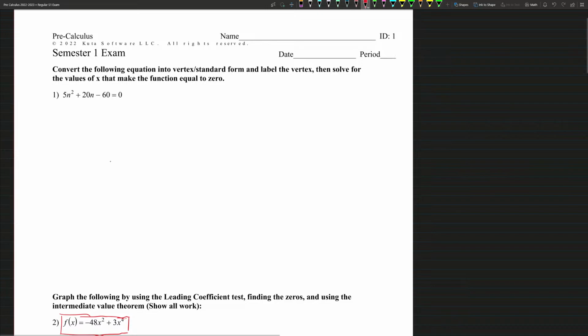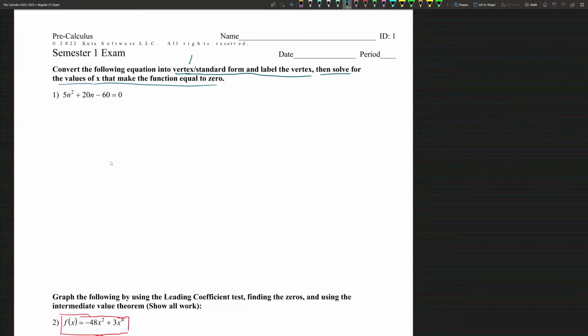So I just want to start. As you have questions, let me know. I'll try and answer them the best I can. This is what you were working on today during class. Convert the following equation into vertex form, and then label the vertex, and then solve for the values of x that make the function equal to 0. So two different things.